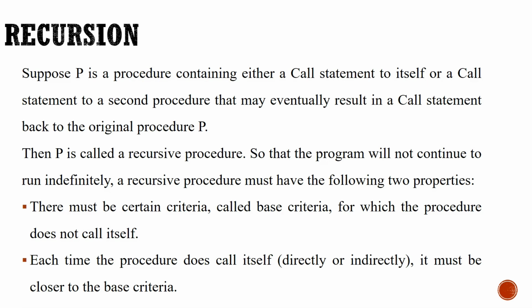Now when we have a recursive function, we should ensure that the program will not continue to run indefinitely. I have a function ABC, and in that function I am making the call to ABC directly. So what happens? It will be an infinite loop. That call will never end. I jump to the function ABC, again I call the function ABC, and that will never end. So we should ensure that such a scenario does not occur in our recursive procedure.